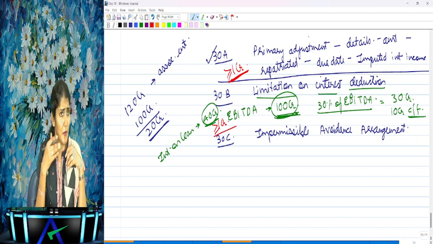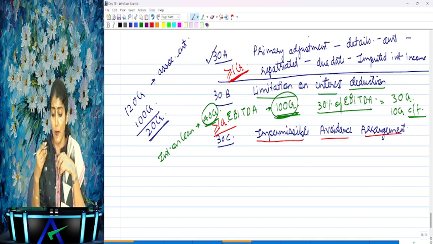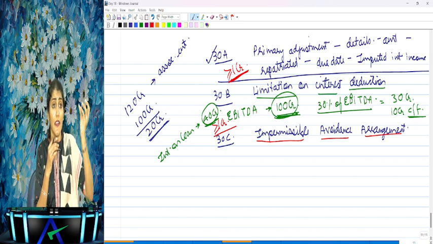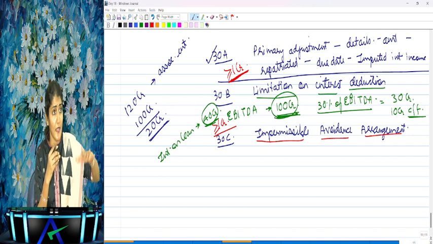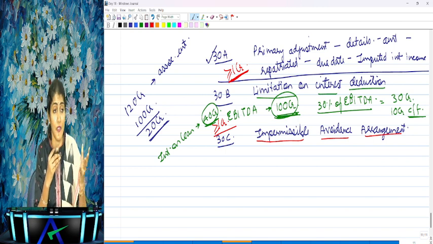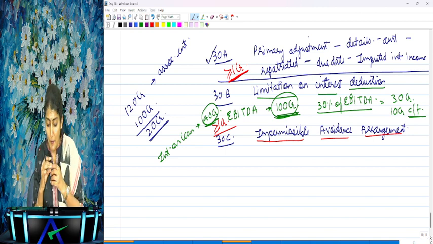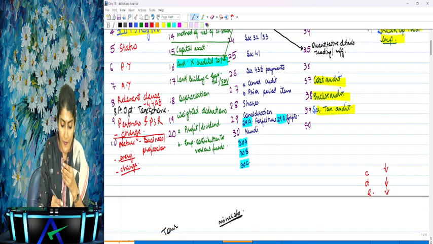Again applicable when it is more than 1 crore, and whether the assessee has entered into any impermissible avoidance arrangement. What is impermissible avoidance arrangement? The DTAA, the double taxation avoidance agreement. Same goods or same services are getting taxed in two countries. So in order to avoid the double taxation, they enter into a treaty, an agreement, which is called the impermissible avoidance arrangement. So if the assessee has entered into any impermissible avoidance arrangement, that is 30A, 30B and 30C.